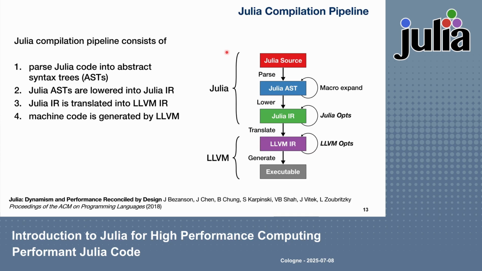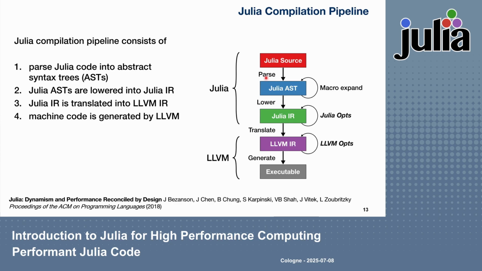The first step is to parse your Julia code to generate the so-called abstract syntax trees. Yeah, don't worry if you do not have experience with these ASTs. This is like just doing some analysis of your human-readable Julia code to generate something that is easier to be understood by the computer.